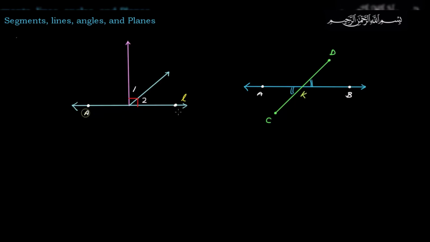Let's call this one A. Let's call this one point B. There's a point right here. Let's call that point C. So this line, line L, can also be referred to as, for example, line AB, with that particular symbol representing the line. You can alternatively label it as line CB and BC, etc.